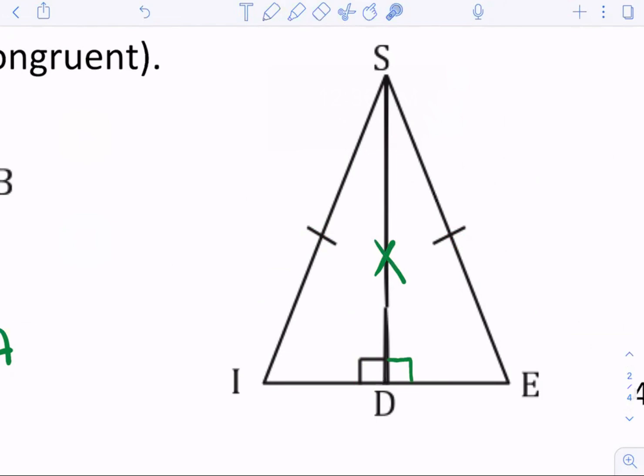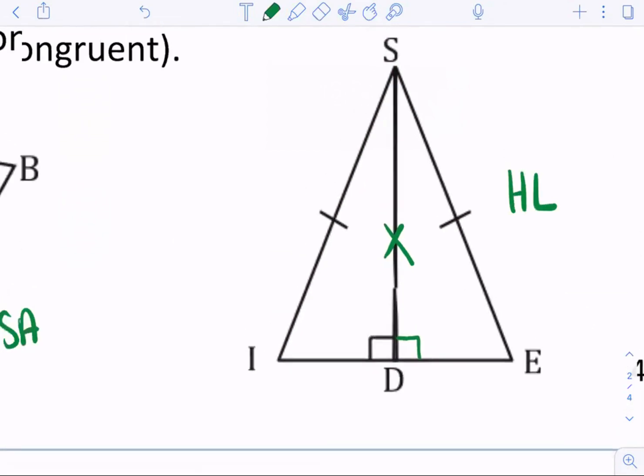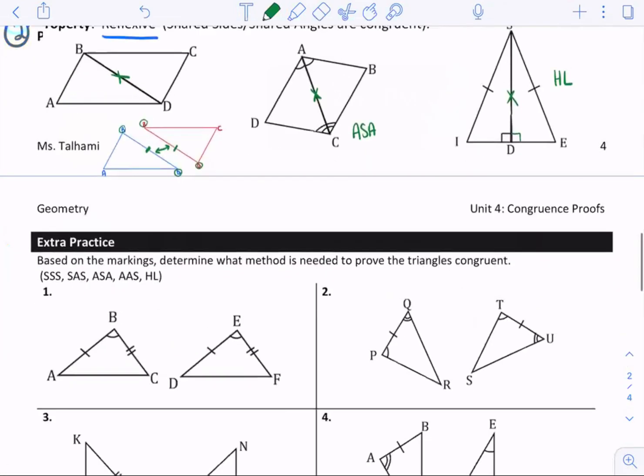So now if I look at the method, I have a side and an angle. Hold on, wait, that's ASS. I'm not allowed to have ASS. So if it's a right triangle, and I have the hypotenuse, and I have a leg, that means this is HL, hypotenuse leg. All right, so there's some extra practice if you want to practice here.